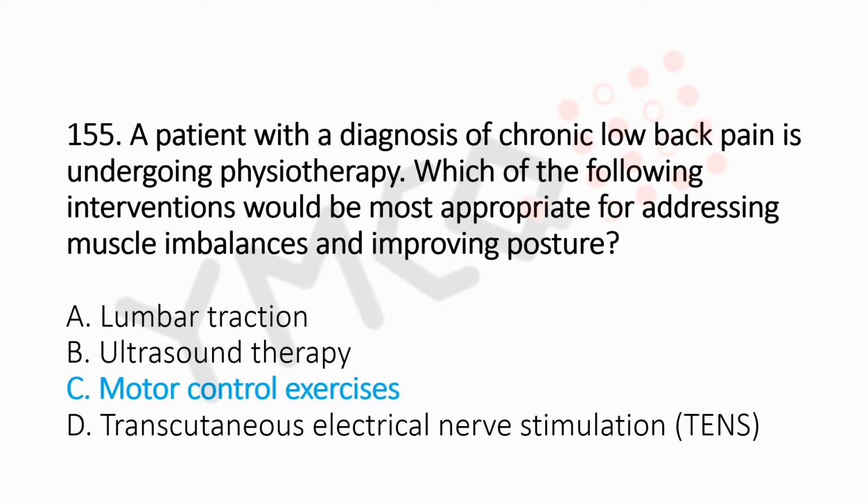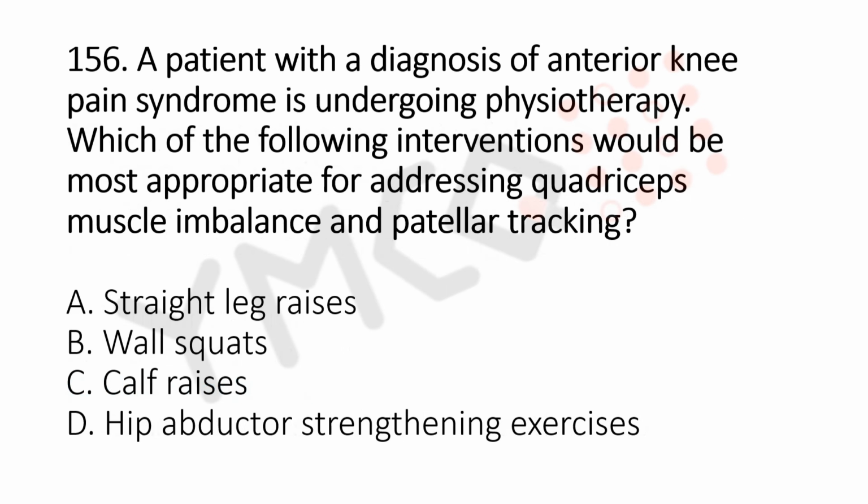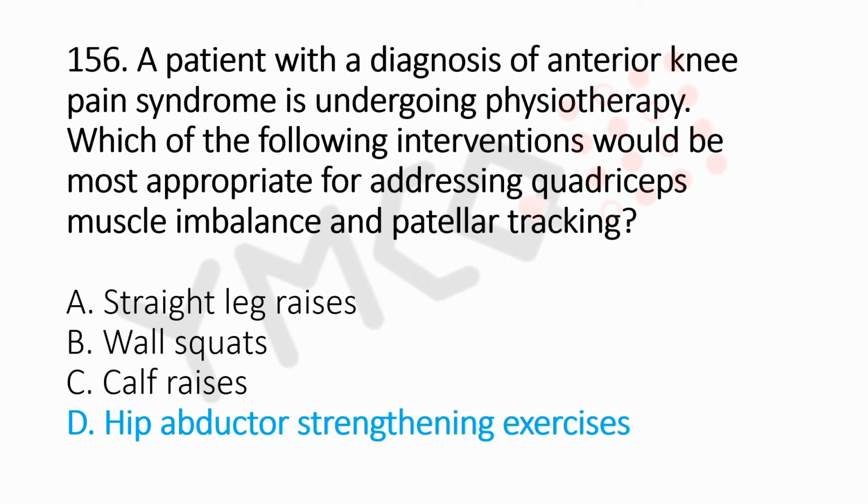Now let's move to question number 156. A patient with diagnosis of anterior knee pain syndrome is undergoing physiotherapy. Which of the following interventions would be the most appropriate for addressing quadriceps muscle imbalance and patellar tracking? Option A, straight leg raise. Option B, wall squat. Option C, calf raise. Option D, hip abductor strengthening exercises. And the answer is Option D, hip abductor strengthening exercises.